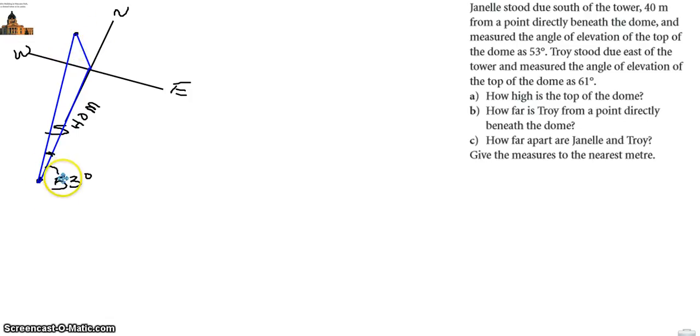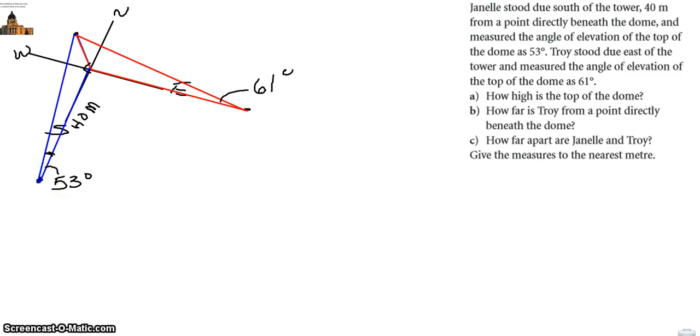And we also have an angle of elevation of 53 degrees. And that's right here going up. We also have a second piece of information because we've got Troy, who's going to be over here somewhere, due east of the dome. We don't know how far away Troy is, but we do know that he has an angle of elevation of 61 degrees. So if we can figure out how tall the dome is, that is going to help us figure out how far away Troy is. And then we can move to working on the third problem, which is how far apart are they?